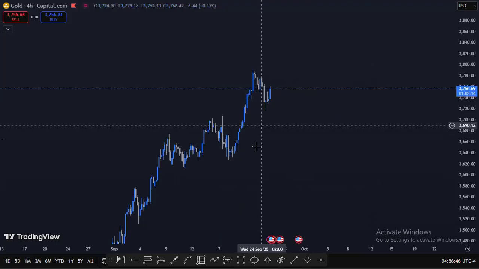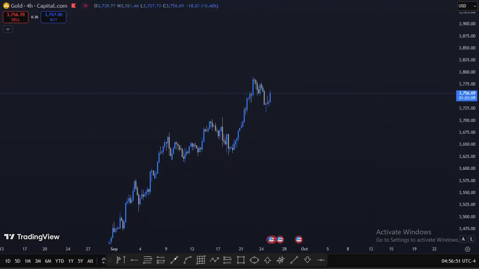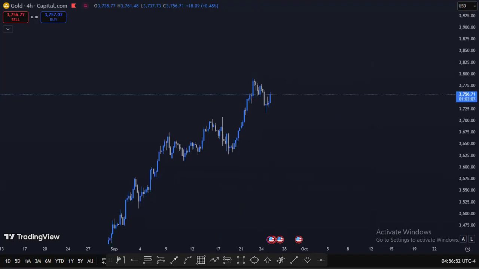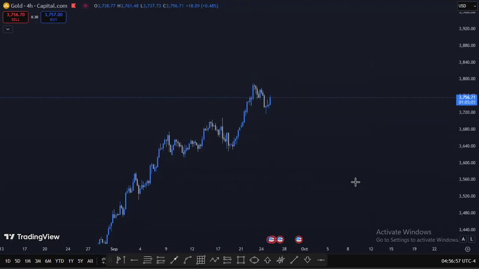I start by looking at what direction the chart, or the pair that I'm analyzing, is in. As you can see, we're in a clear bullish uptrend. We're in a clear bullish momentum right now with gold. How do we see that, and how can you tell?